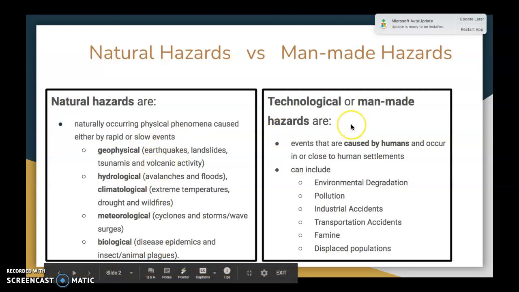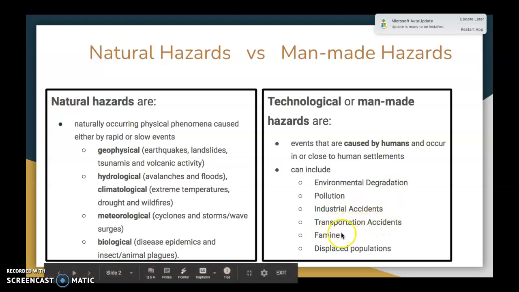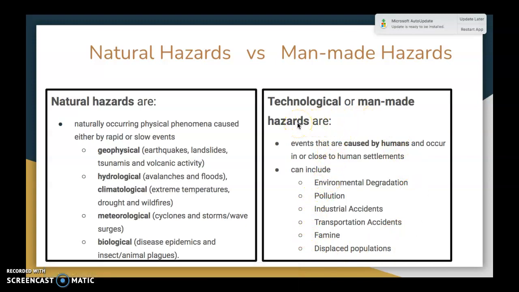And then some hazards are considered to be technological or man-made. These would be things like pollution or environmental degradation as we damage and destroy habitats in the environment due to our behaviors, industrial accidents, transportation accidents, famines, displaced populations. These are a few that we do have some impact on, and we are the source or the cause of that hazard. Okay, so those are the differences between technological or man-made and natural hazards.